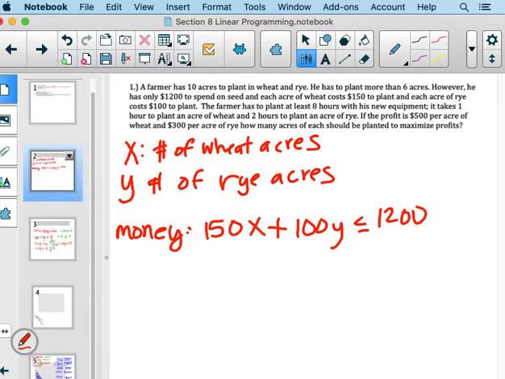Then we could look at the time that he has to spend planting. So he needs to plant for at least 8 hours with the new equipment. So we're going to plant 1 hour per each acre of wheat and 2 hours for each acre of rye. And I need to plant at least 8 hours. Kind of like if I needed to be at least 18 to vote, I need to be 18 or older. Okay, so I'm going to have a greater than sign here.